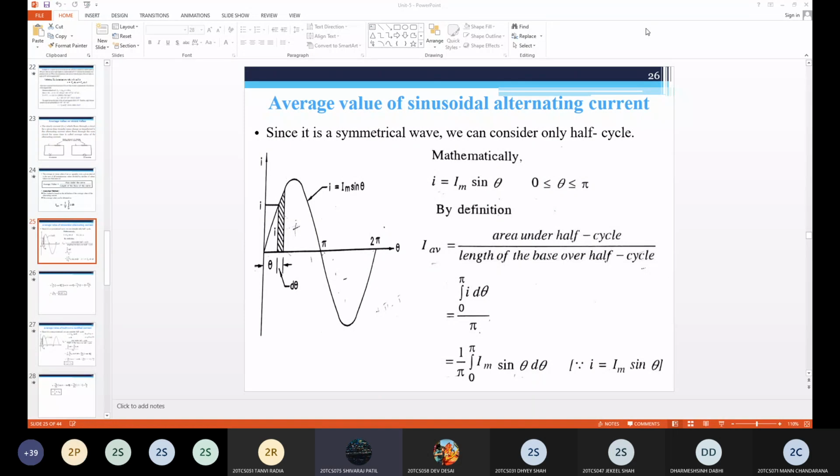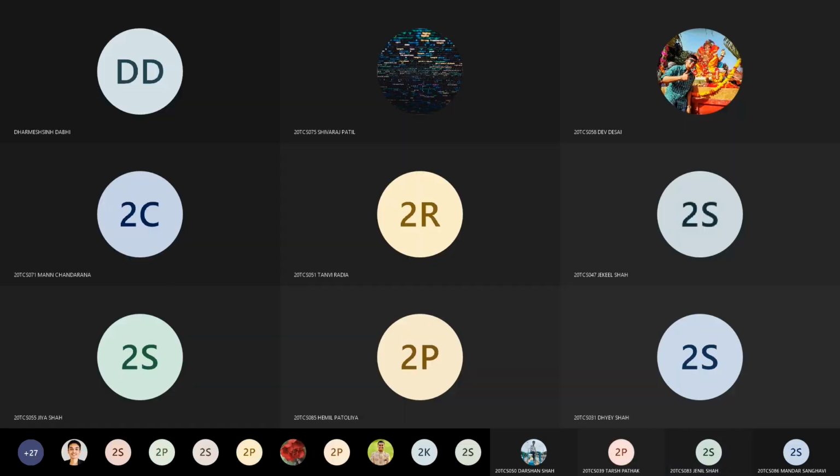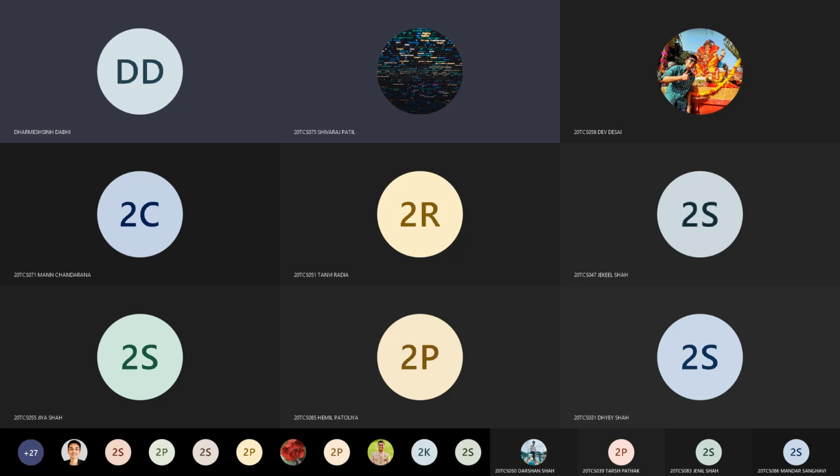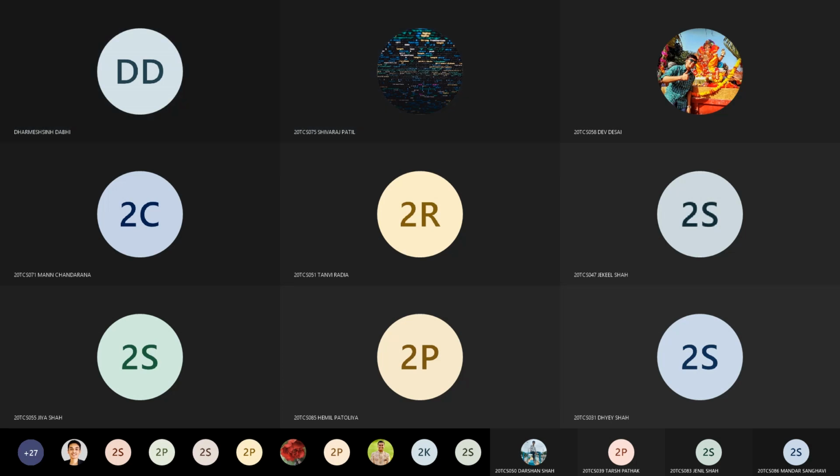Sir, can you give us some sample question papers related to this chapter? Yes, I will give you sample questions, not a question paper, but some important questions, showing how questions are asked from this chapter. I will provide these after completion of each and every chapter. I will give you some questions on what type of questions may come from this chapter. Clear? Is there any doubt?